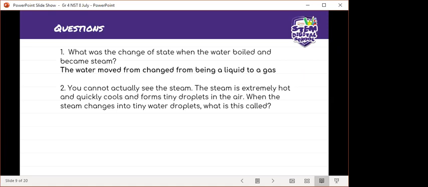When steam changes into tiny water droplets, what is this called? Yes, there is a change of state occurring, and what is the name of the change of state? Okay, so I see Menentle, Bandile, and Siabonga. They say condensation. Right, let's see if you guys are correct. And that is correct, guys.